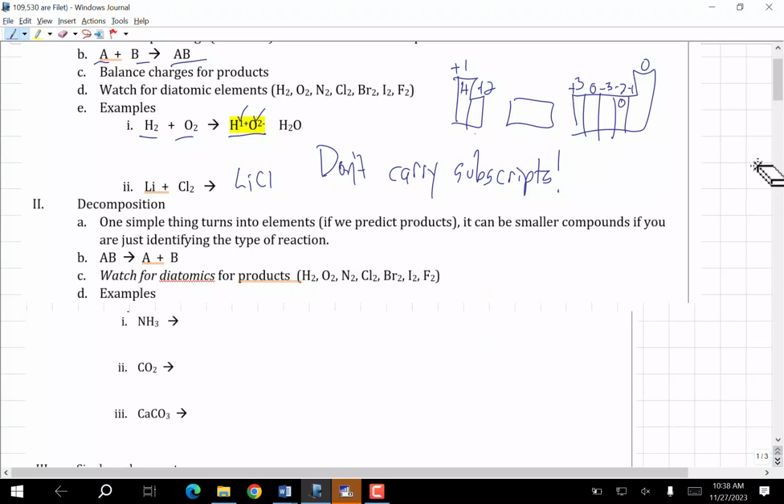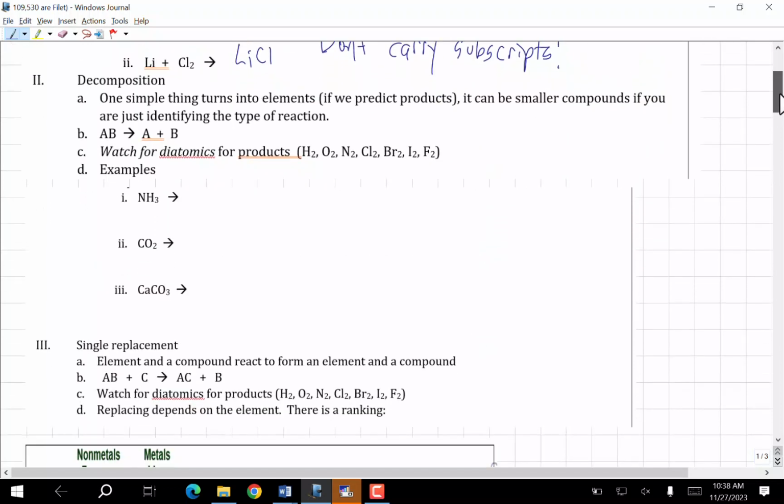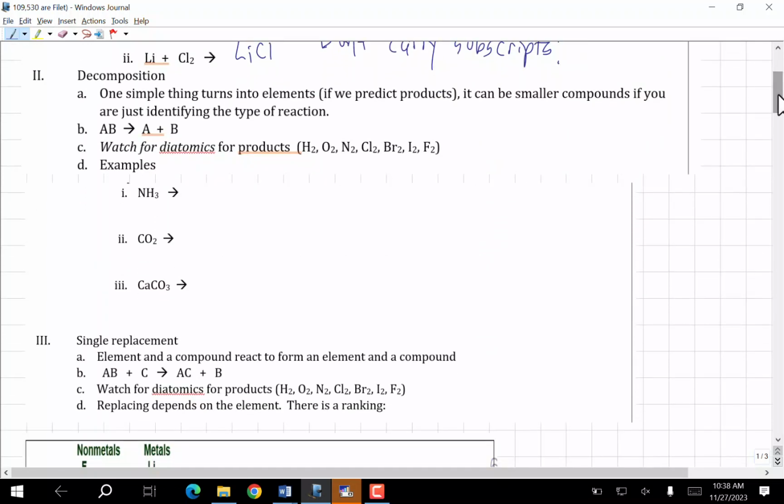Decomposition. One thing turns into elements if we predict the products. It can be smaller compounds if you're just identifying the type. But if we have to predict the products, it's just going to be elements. AB turns into A plus B. Watch for diatomics for the products, remember, Hunkelbrith.